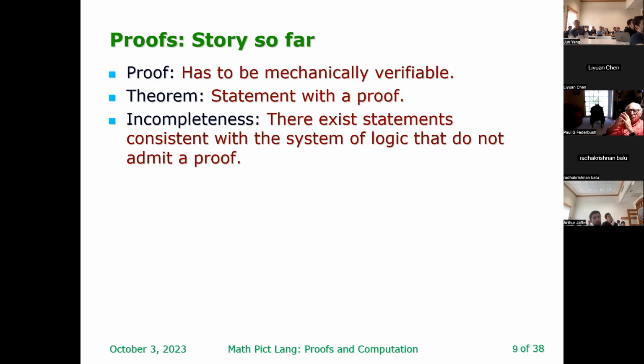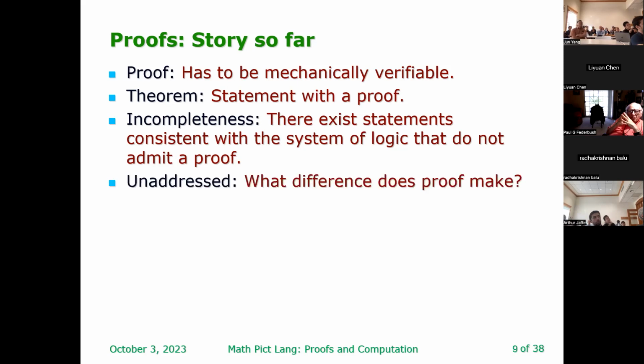Okay. So a theorem is any statement that has a proof. Incompleteness says that there are theorems which are completely consistent with the system of logic, which would not admit a proof. So this is how you express the inability of logic at the time. But almost all of this initial excitement about logic, or maybe disappointment with logic, almost always, they didn't really understand the difference between a theorem and its proof. So let me illustrate this.